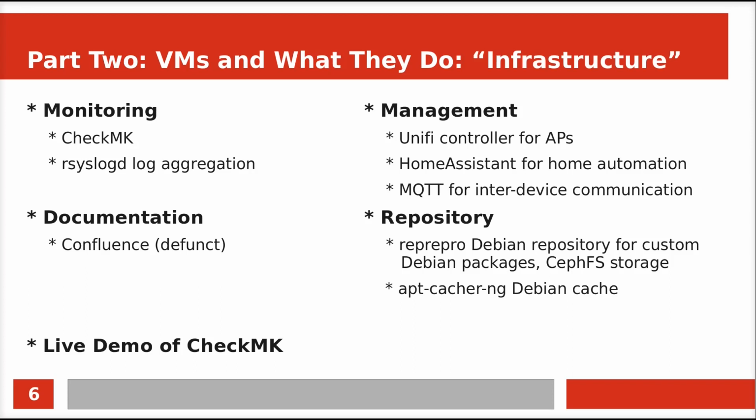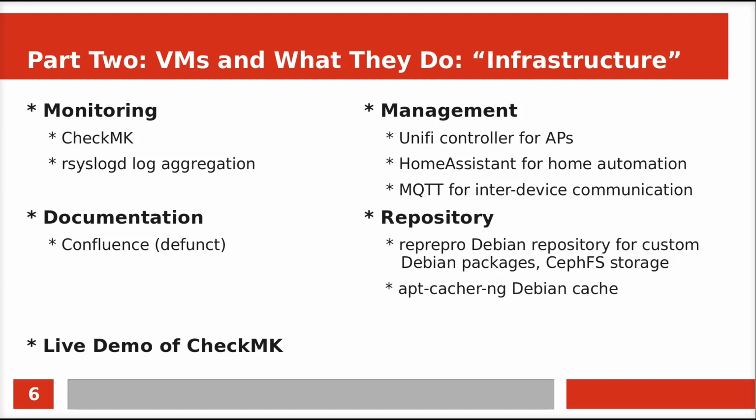So the infrastructure category has these 4 sections to it. First of all, we have monitoring. I use CheckMK in its own VM for monitoring all of my infrastructure. And I'll show off a live demo of that shortly to show what that can do for a monitoring interface. I'm a huge fan of this software as opposed to things like Prometheus and Grafana and all of that. I also have rsyslog log aggregation on its own VM, so I'm collecting all the logs from all the VMs and all the hypervisors and Ceph nodes into one central place so I can look at them if there's ever a problem.